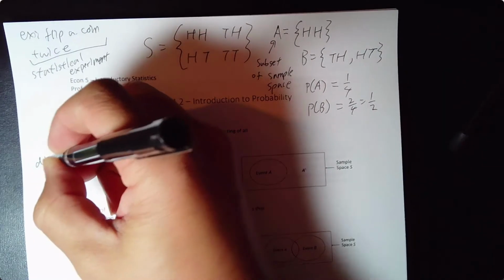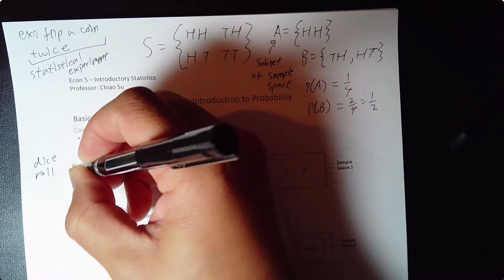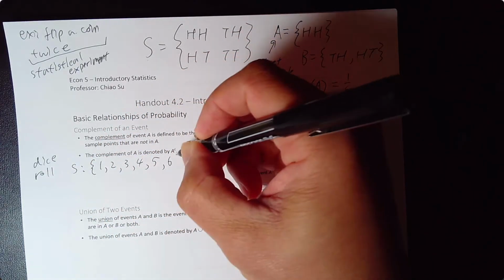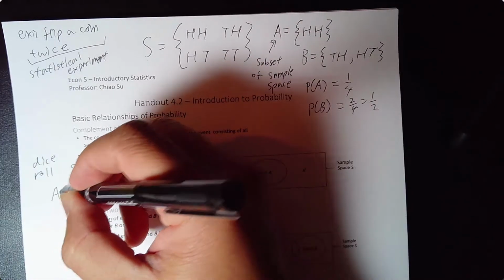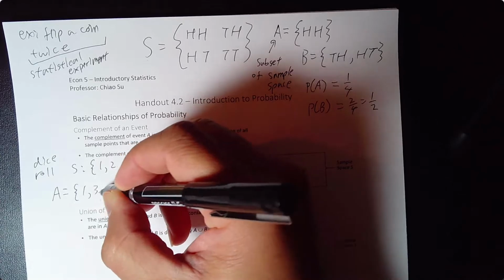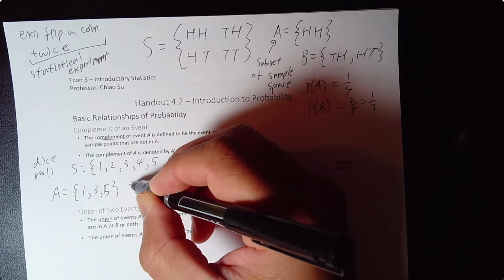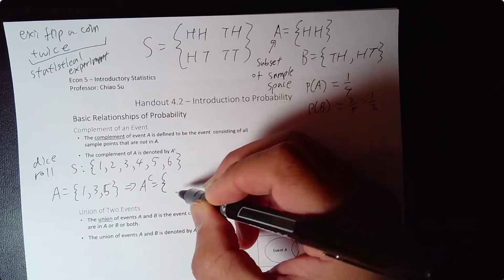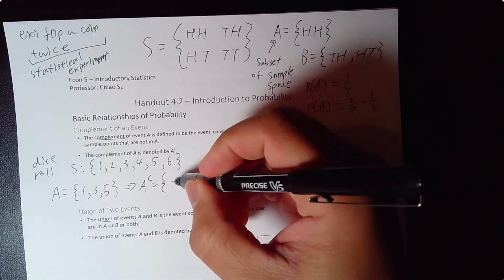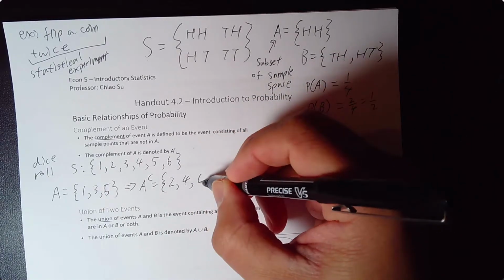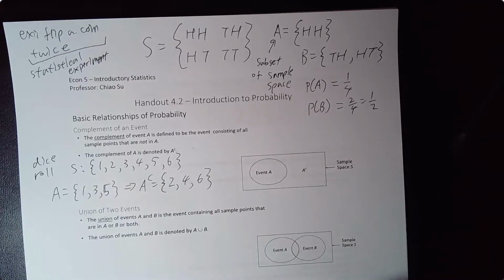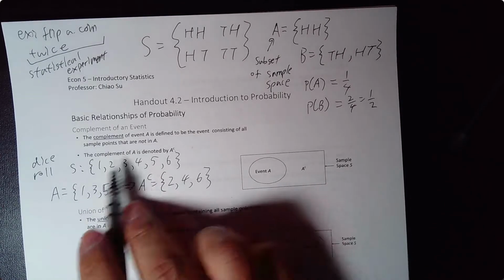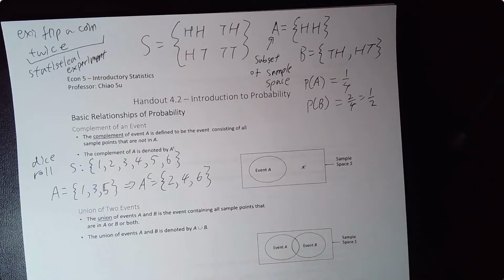I have a dice roll. My sample space is 1 through 6. Let me define A simply as the odd numbers, so that's 1, 3, 5. Then my A complement would be everything that's not in A, which in this case is the even numbers. A and A complement together have to include everything, so that's just a quick way of describing everything else.